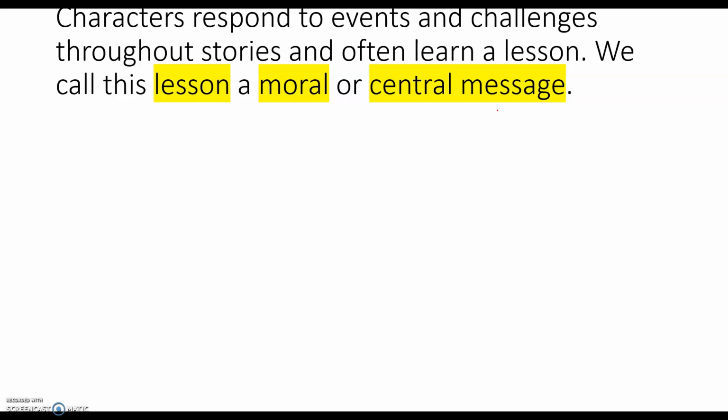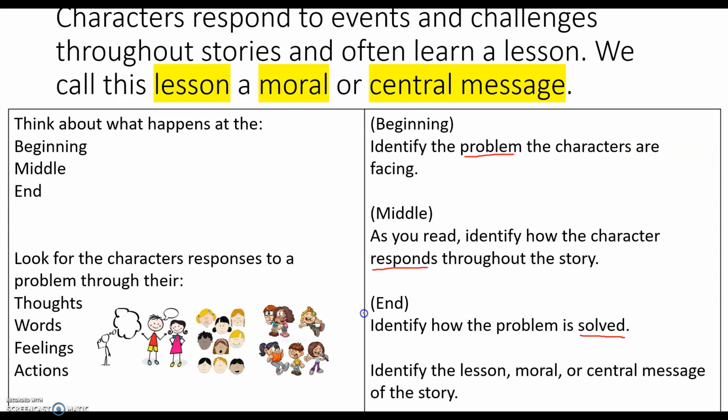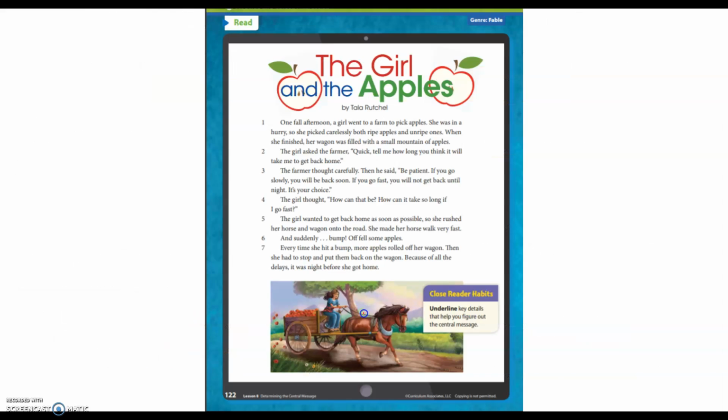So you remember, characters respond to events and challenges throughout stories and they often learn a lesson. We call the lesson a moral or central message. So you know that we identify the problem at the beginning. We talk about how the characters respond, and then we identify the solution and, of course, the central message. So we're really going to look at those thoughts, words, feelings, and actions of the characters.